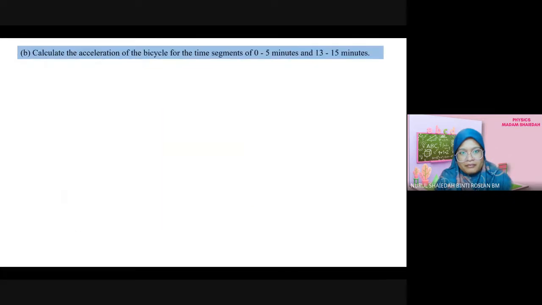Okay, number B, they ask you to calculate the acceleration of the bicycle for the time segments 0 to 5 minutes and 13 to 15 minutes. So we need to find these two accelerations. For number 1, we want to find the acceleration within 0 to 5 minutes. So actually 0 to 5 minutes is from 0 to 300 seconds.